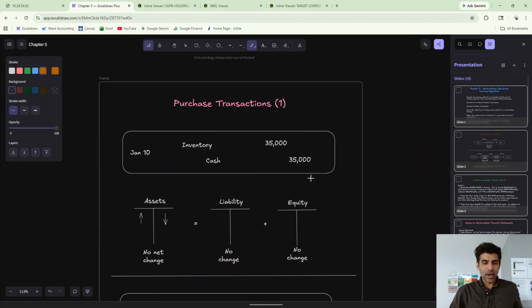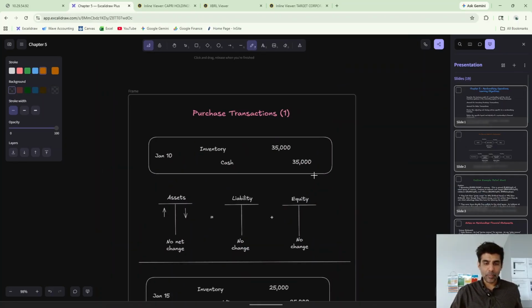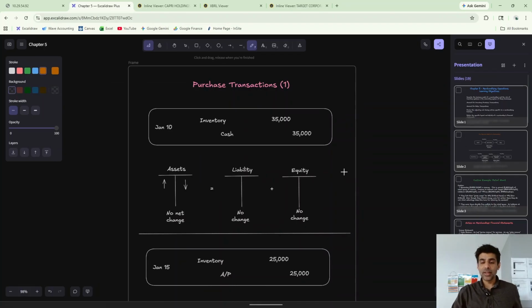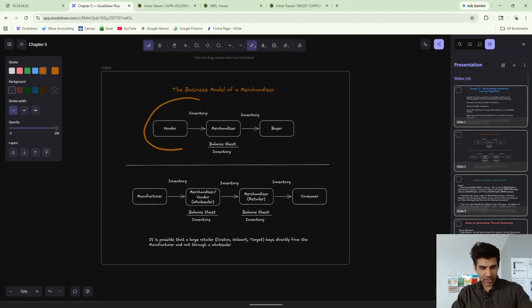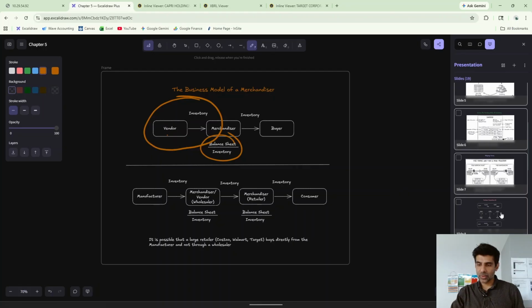Okay, so let's just go through some basic purchase transactions. This is when, again, you are buying inventory from your vendor. If we go back here, it's this transaction here. That's what we're dealing with, where you are talking to your vendor and buying inventory, and it's going to be put into this inventory asset. So this is the transaction that we're talking about.